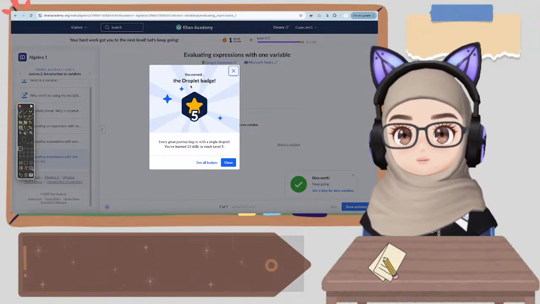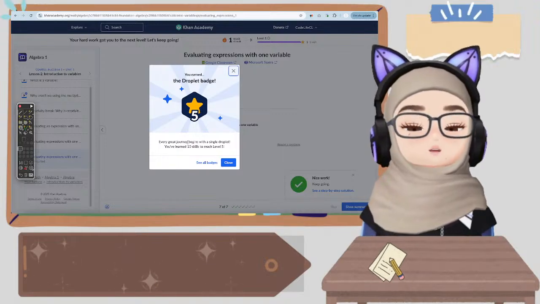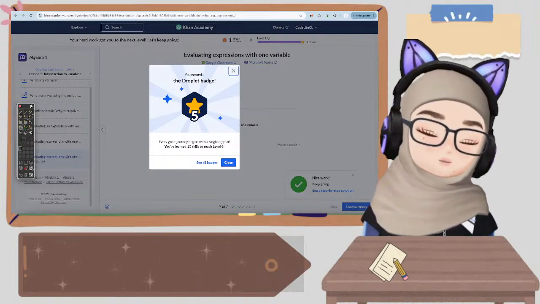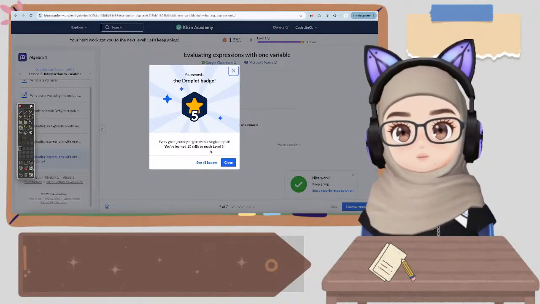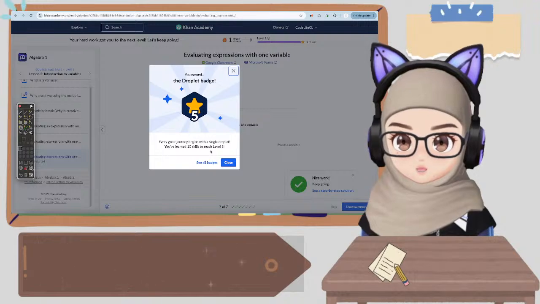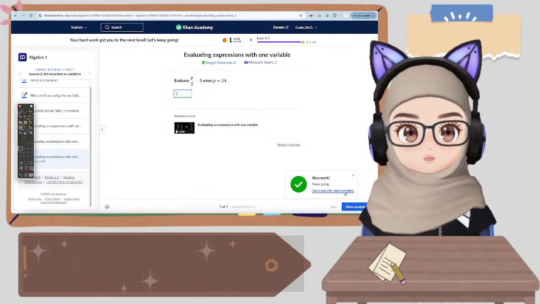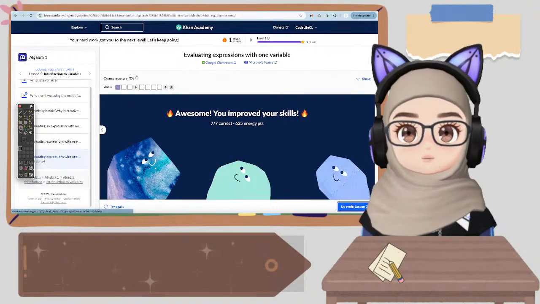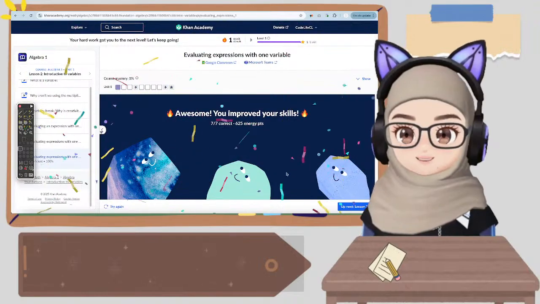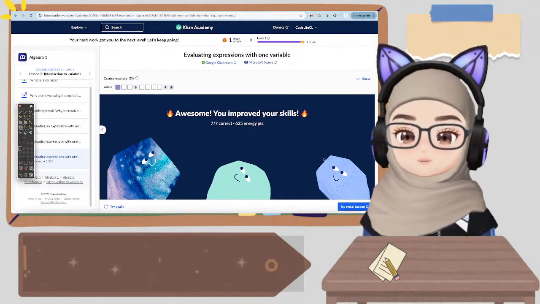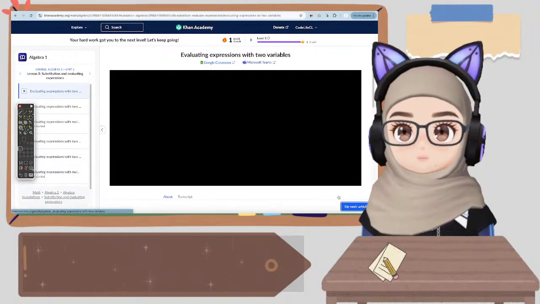Oh, I got a badge. Thank you. Droplet. What does it mean? Oh, every great journey begins with a single droplet. Thank you. You've earned 10 skills to reach level 5? Huh? Oh, wait. What do you mean? I don't want to. Thanks. Oh, this is cute. I like fanfare. Okay, next level 3.